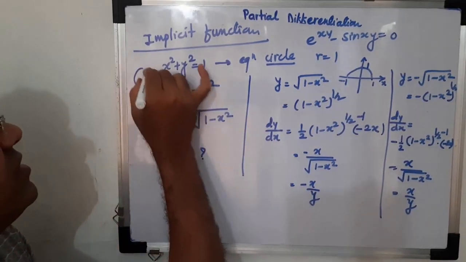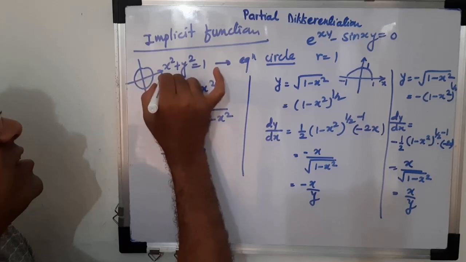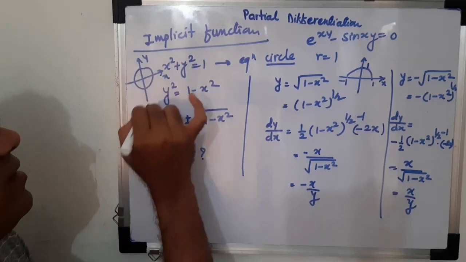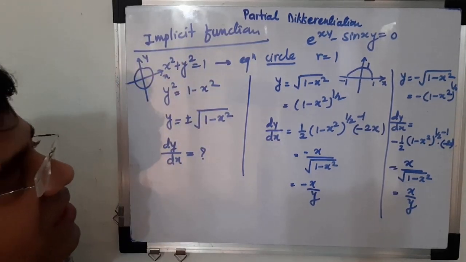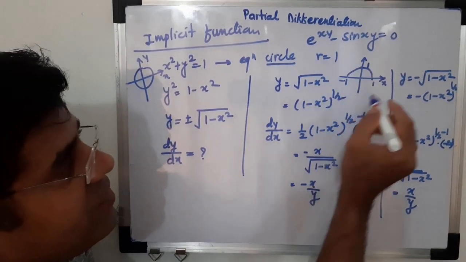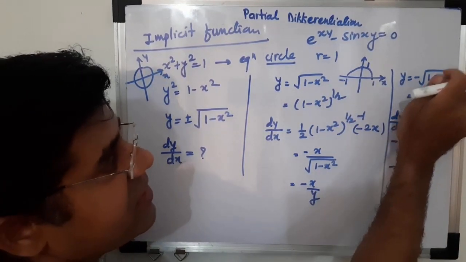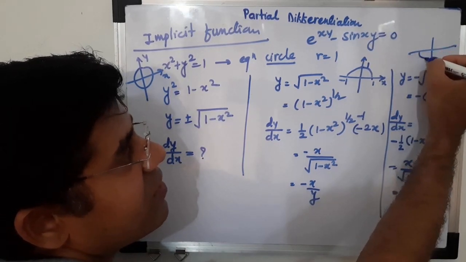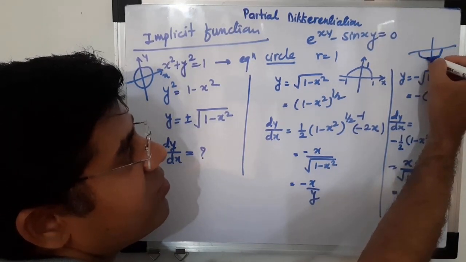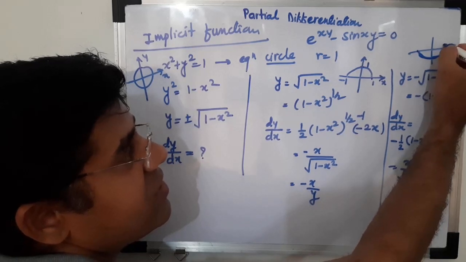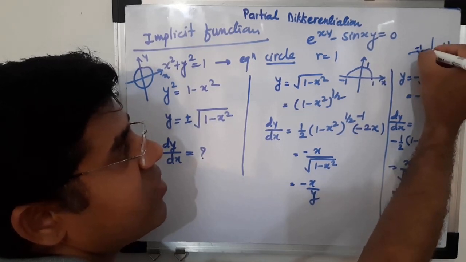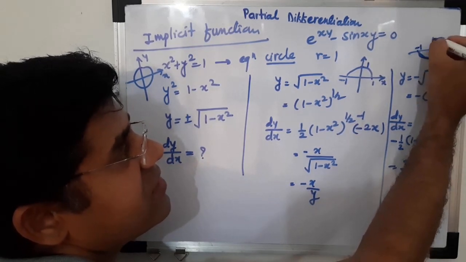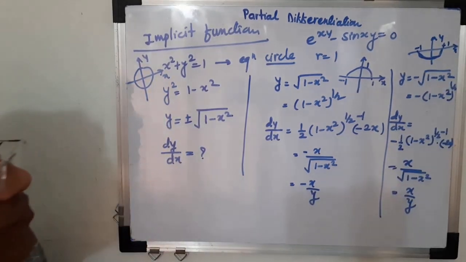So basically this is your circle, this is your x, this is your y, and you will get one particular circle. So this is the positive half of that one. Suppose you take the negative, then you will get the lower half or negative half of that particular circle. So this is plus 1, this is minus 1, this is your x, this is your y.